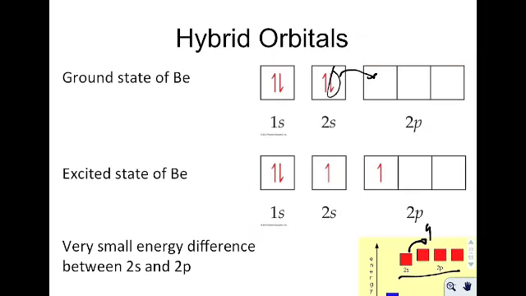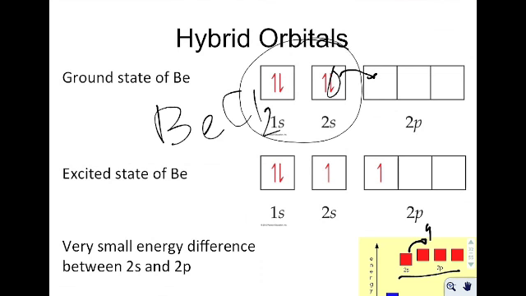So this actually allows us to say, remember when we said Be would bond to Cl2, and it looks like it's satisfied right here? Well, the energy difference between these is so small that energy is actually saved by promoting the electron to the next level and forming two bonds with something else. That's actually more stable. Another example of this is carbon.